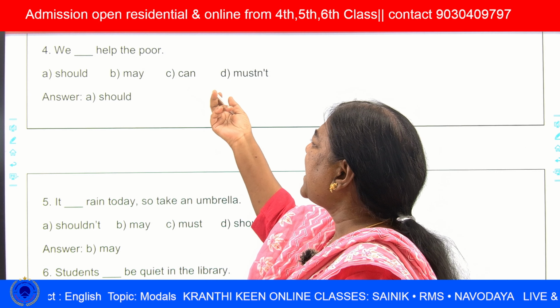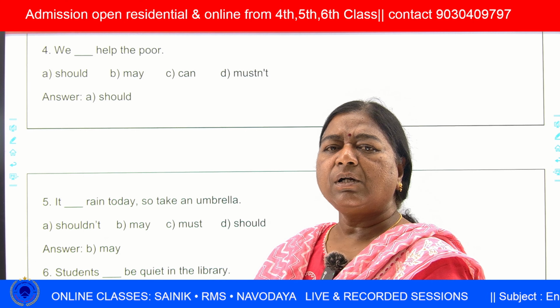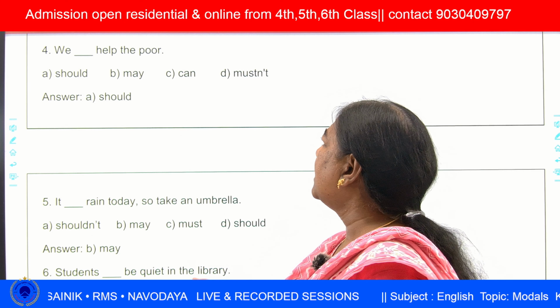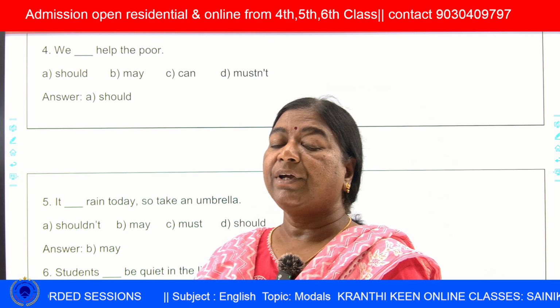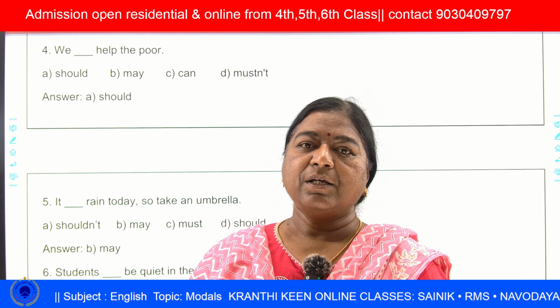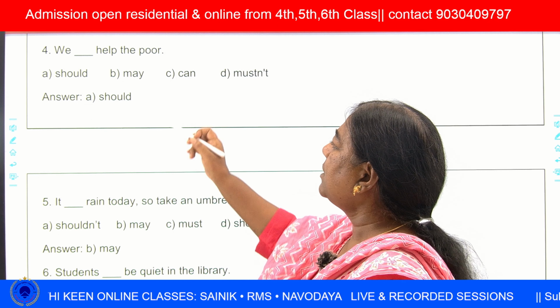Next one, we can help the poor. It tells the ability. We can help the poor, but may or may not be helping. Next one, we mustn't help the poor is again being very harsh. So we should follow the first one. We should help the poor.